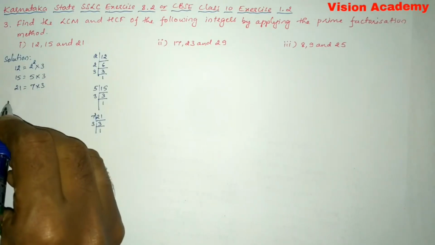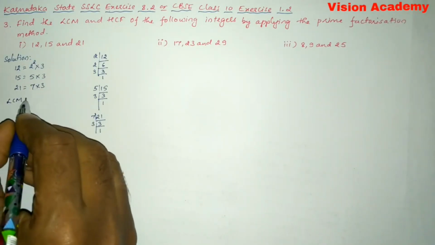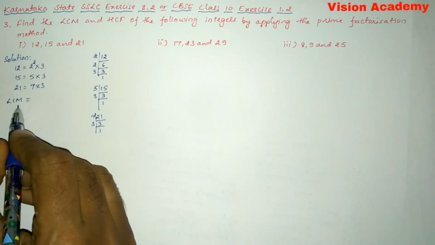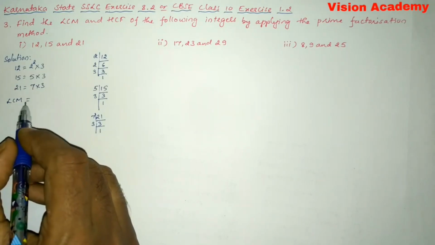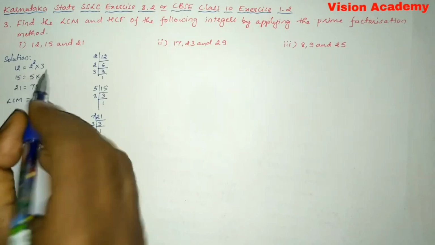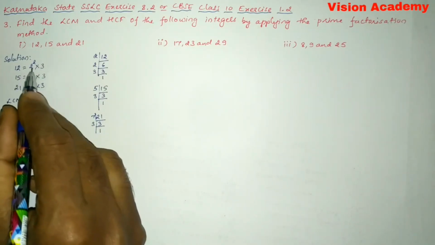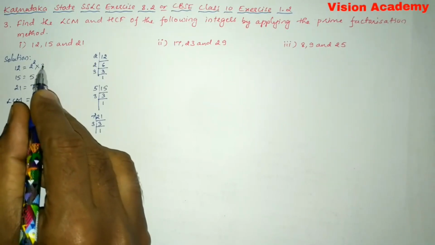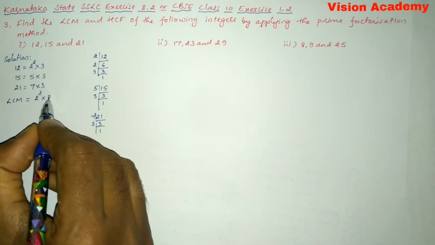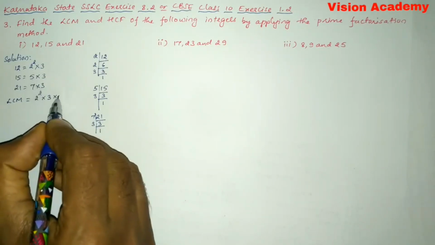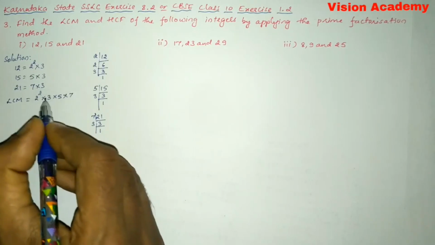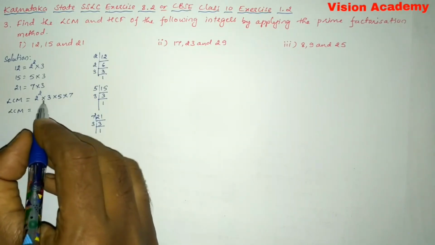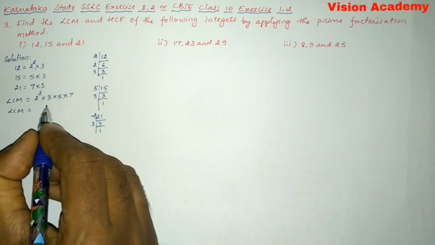Now let us first find the LCM of these three numbers. So as per the definition of LCM, we take the highest powers of all the prime factors in the numbers. So here we will write the highest power of 2 is 2 to the power 2, into the next highest power of 3 is 3 to the power 1, that is 3 only, into next is 5, next is 7. So here after simplification we are going to get LCM is equal to 420.